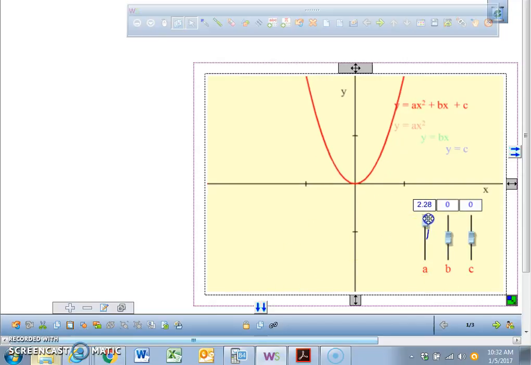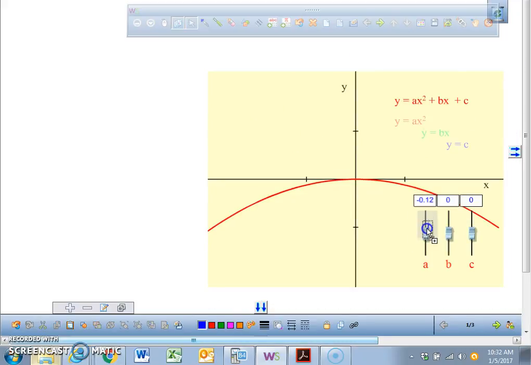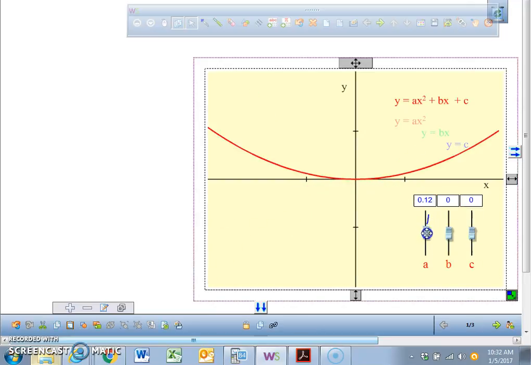Okay? So I'm going to try to get it back to 0 if I can. I don't know if I can. Well, looks like I'm not able to. That makes me sad too.